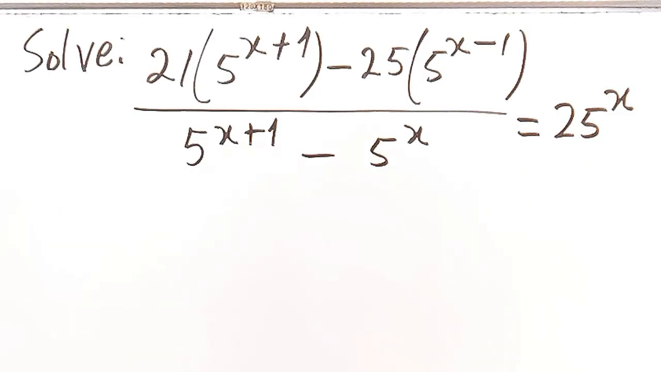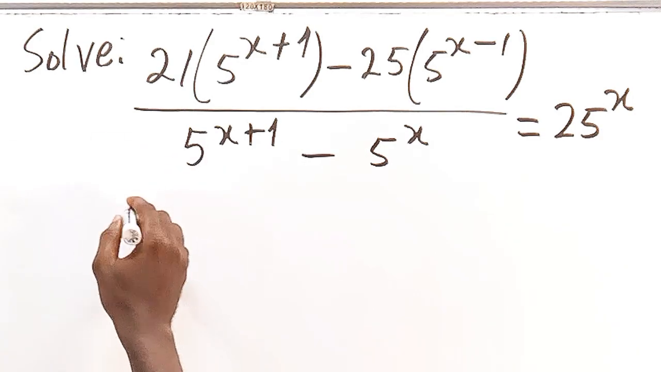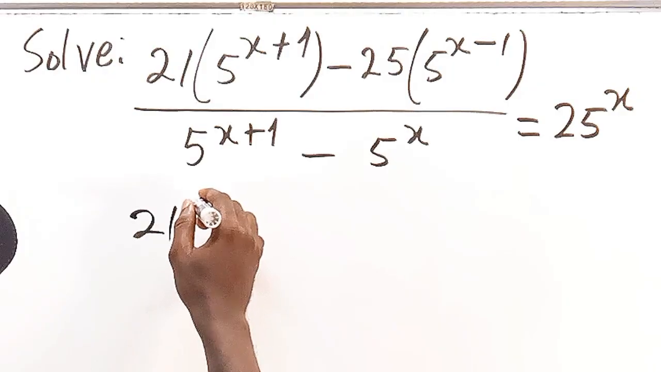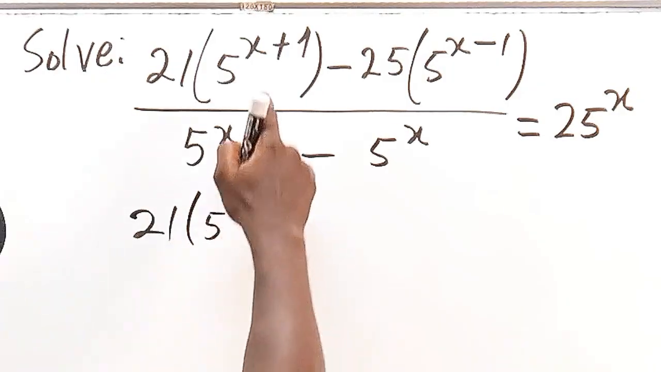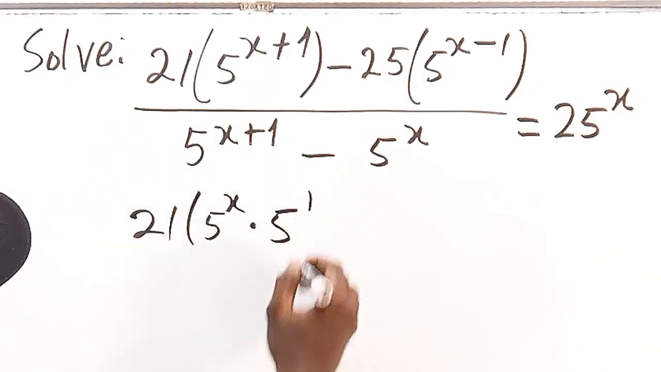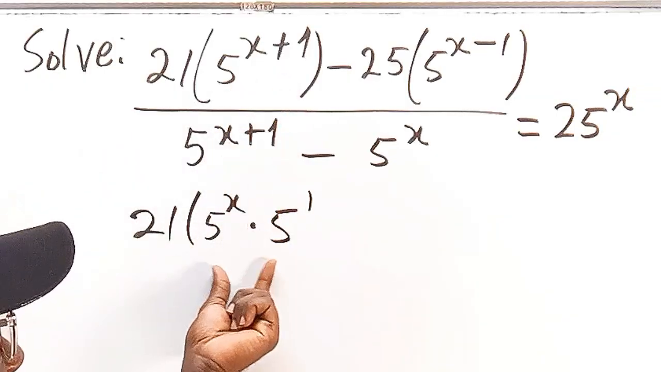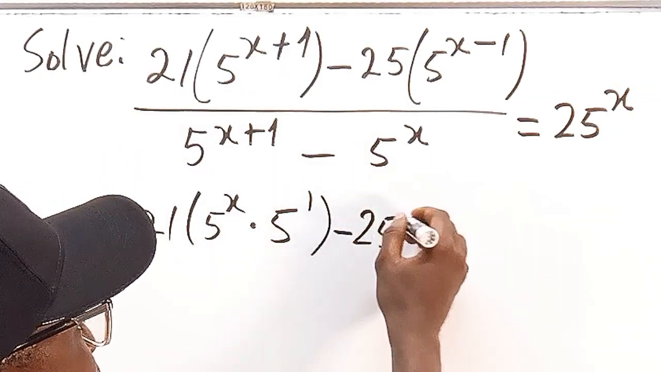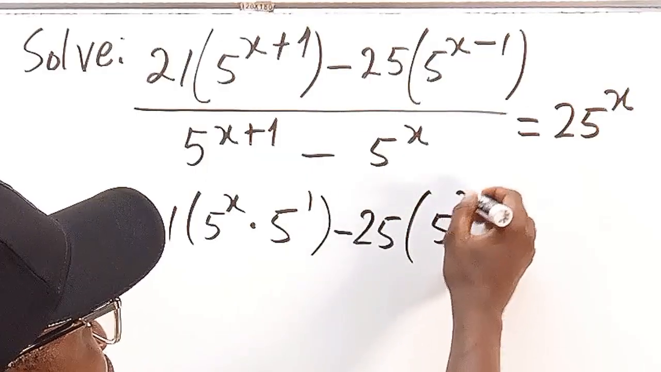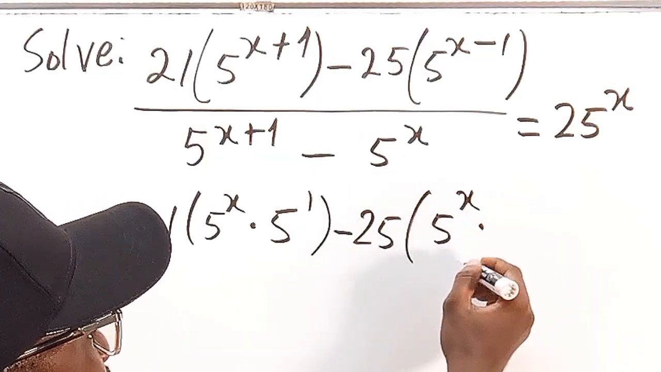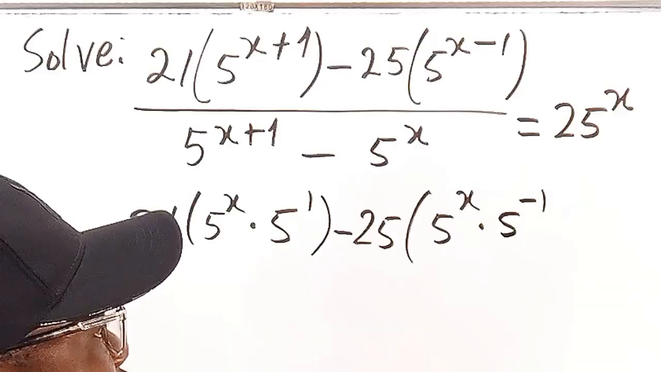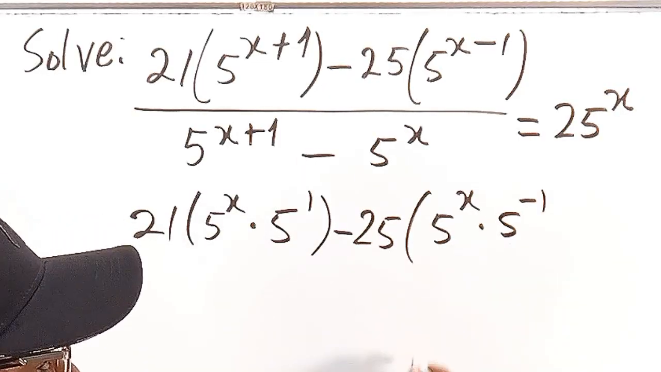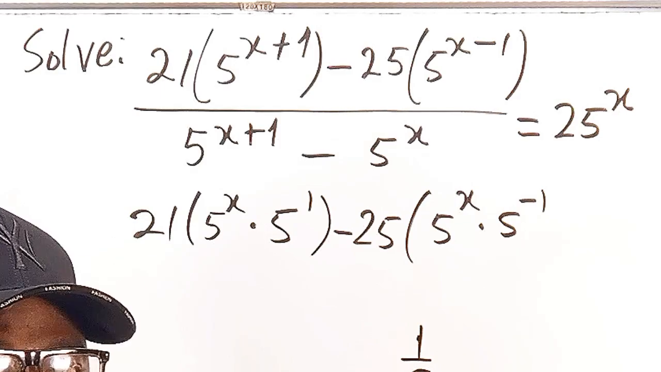Now, what we are going to do here is that we're going to have 21 into 5 to the power of x multiplying 5 to the power of 1. So this one inside there can be split in this form. All right, minus 25 into 5 to the power of x, then multiplying 5 to the power of minus 1. Okay, and you know that 5 to the power of minus 1 is same thing as what? Is same thing as 1 over 5.